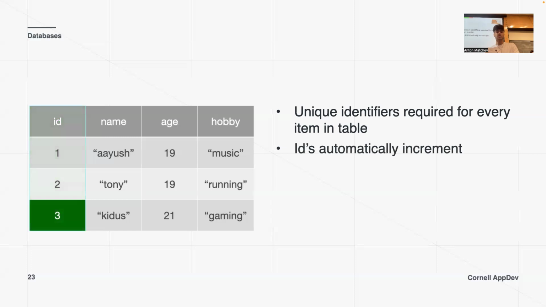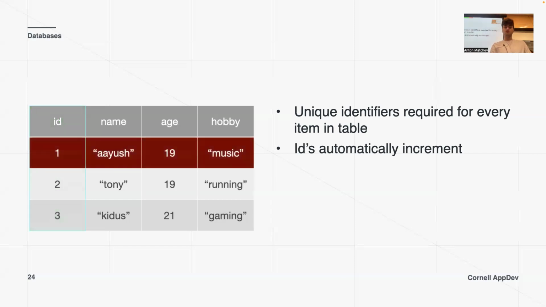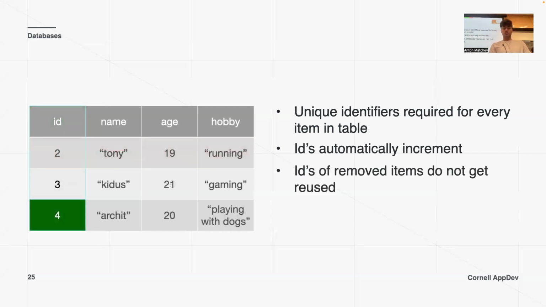And then as you notice, the IDs automatically increment. The ID starts with 1, then goes up to 2, and every new entry gets its own unique ID. Then this is just with a new entry. At the bottom, we added a new one for Archit, age 20, hobby, playing with dogs. As you can see, the IDs of removed elements, since my entry was removed, don't get reused.